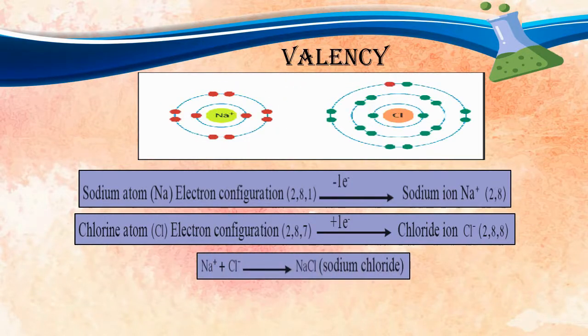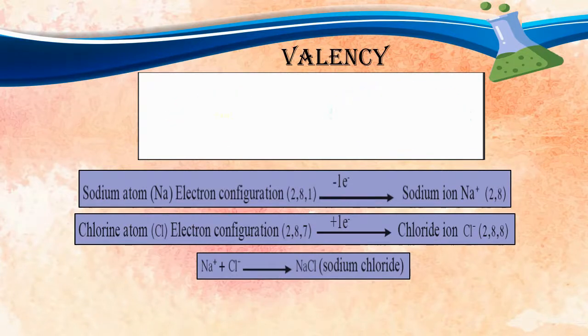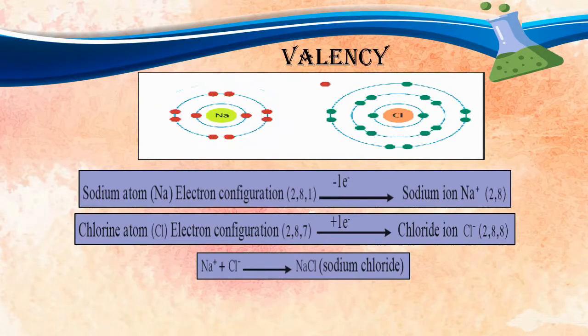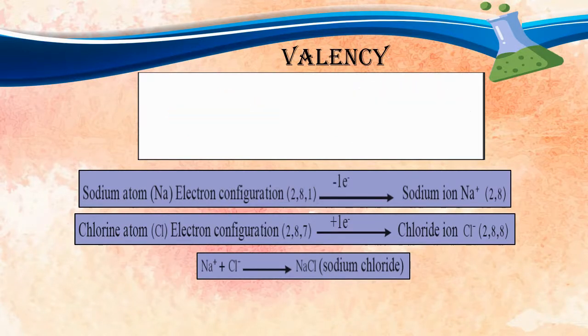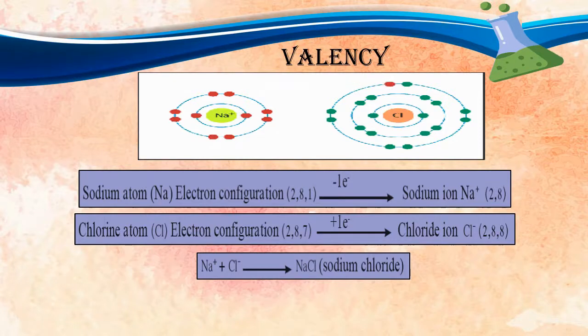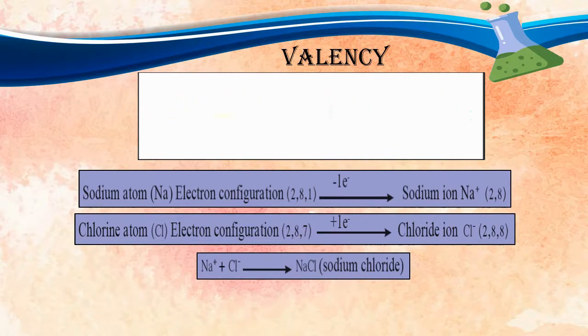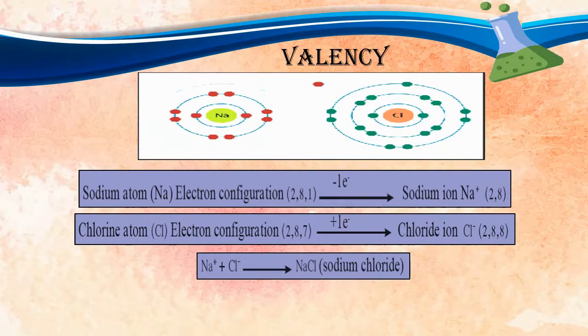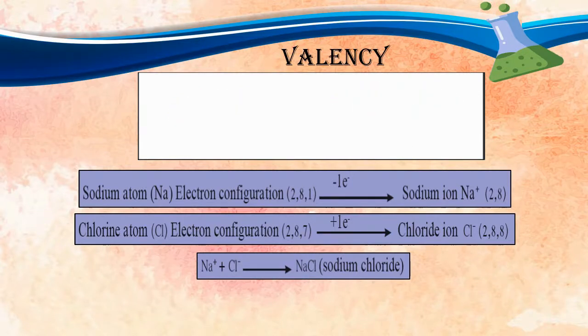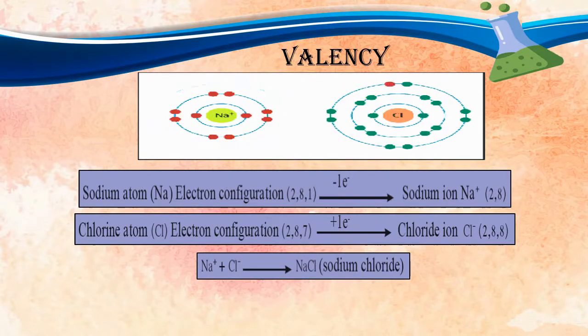After the give and take of electron is over, the electronic configuration of both resulting ions has a complete octet. Due to the attraction between the opposite charges of the two ions, one chemical bond is formed between Na+ and Cl-, and the compound NaCl is formed.